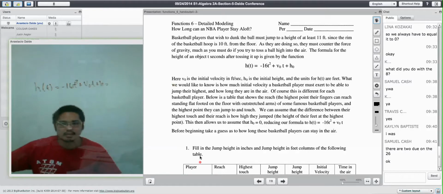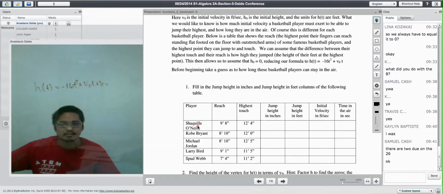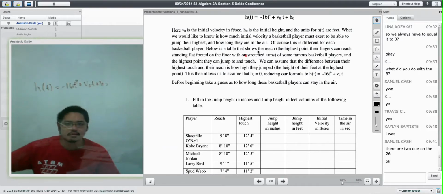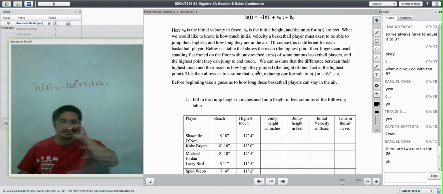Okay, so what are we trying to do? Below is a table that shows the reach, the highest point that their fingers can reach standing flat-footed on the floor with outstretched arms, for some of the most famous basketball players, and the highest point that they can jump and touch. We can assume that the difference between their highest touch and their reach is how high they jump. Oh yeah, okay, I see what they're doing.